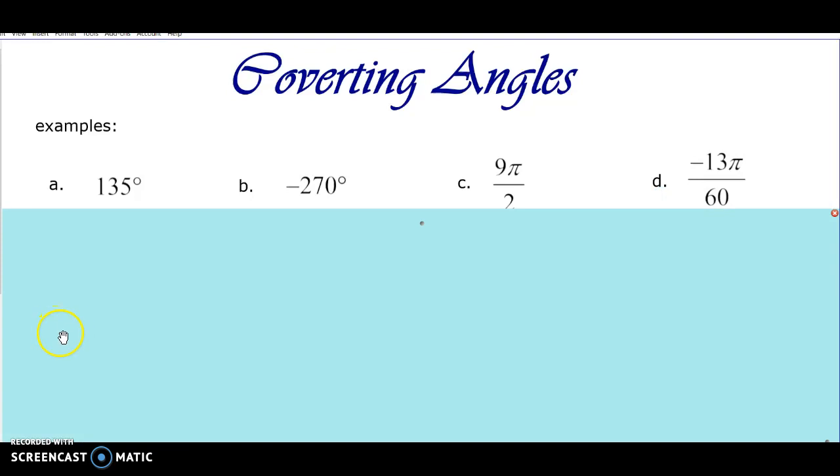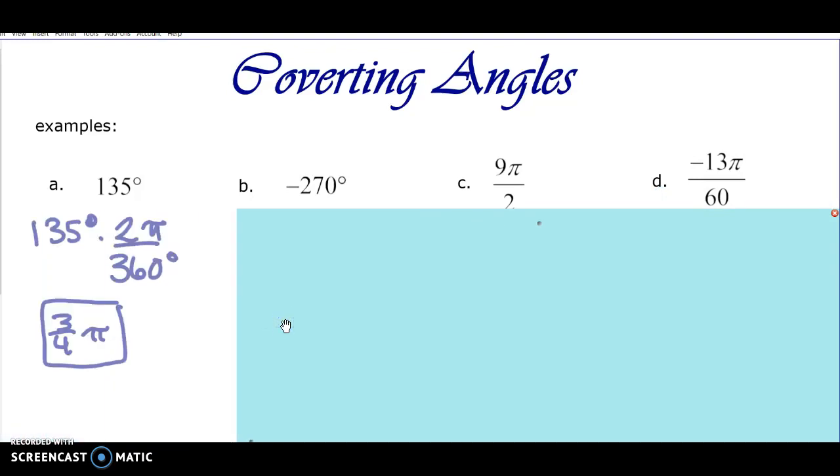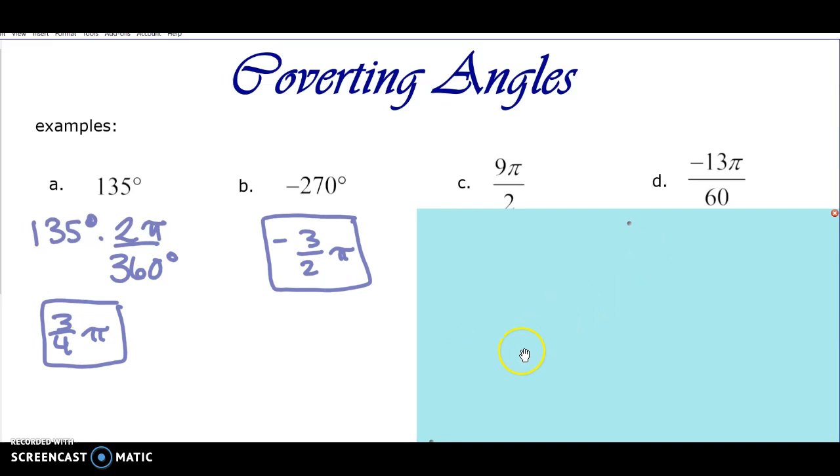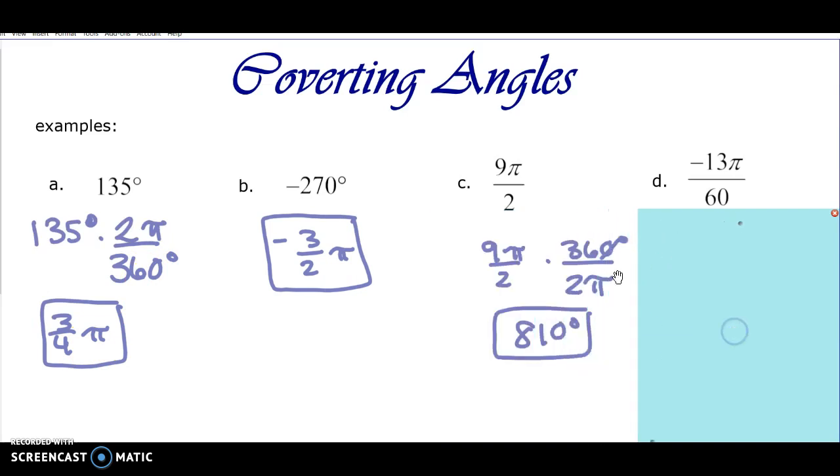Okay, so let's see. I showed my work for this first one here. So I multiplied the degrees by 2 pi over 360 and got 3/4 pi. You can check your answer for part B. Same thing here. I multiplied by 360 degrees over 2 pi, so I got 810 degrees. And then my final answer for letter D was negative 39 degrees.